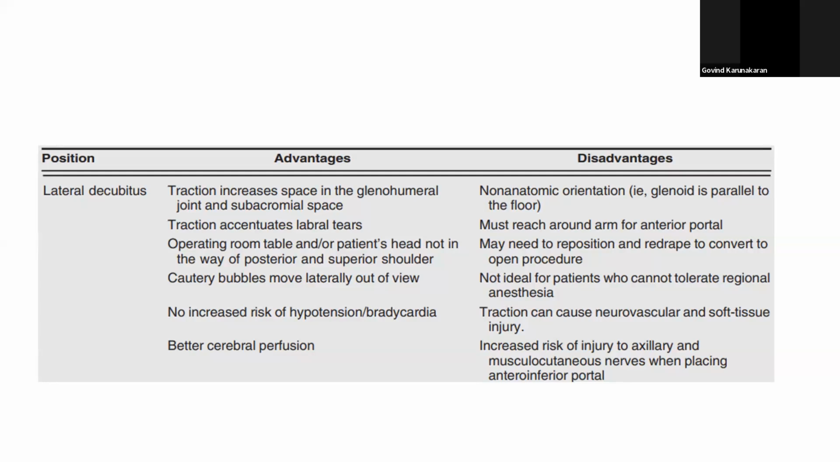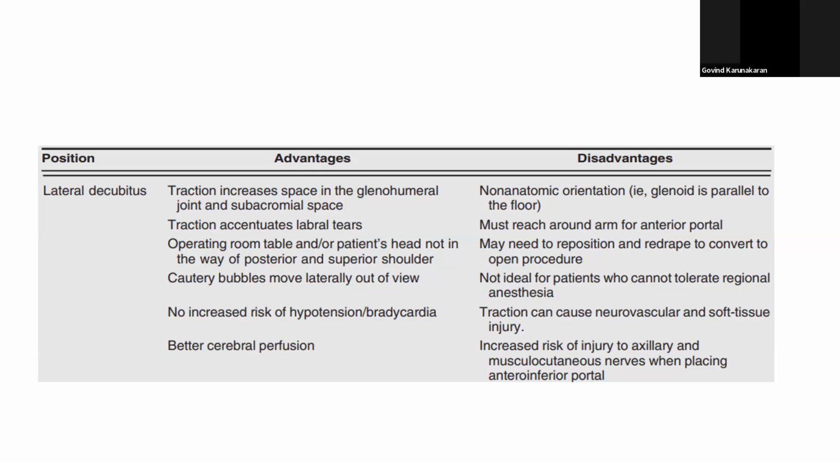And the disadvantages being it is mainly non-anatomic, so the orientation that has to be made out, with the glenoid parallel to the floor, is difficult for beginners. And we should reach around for the anterior portal to the anterior side, so while making the anterior inferior portal, the chances of injury to the musculocutaneous nerve are also more. And we may need to reposition and redrape the patient in case we want to convert to an open procedure. And it is not ideal for patients who cannot tolerate regional anesthesia.